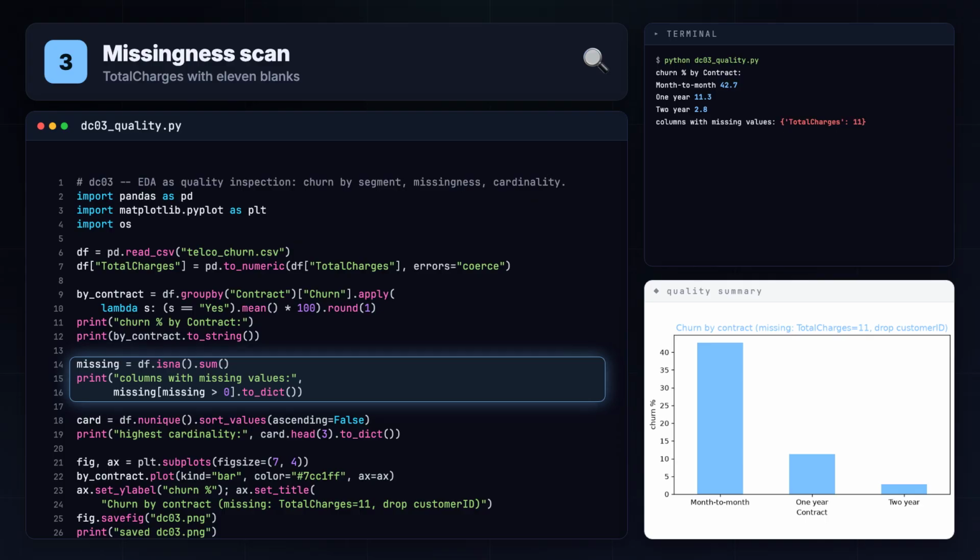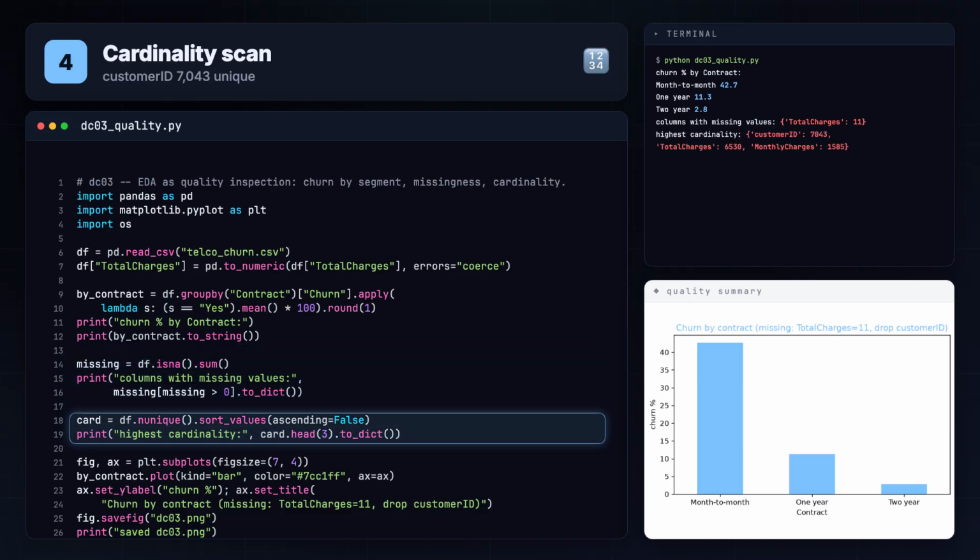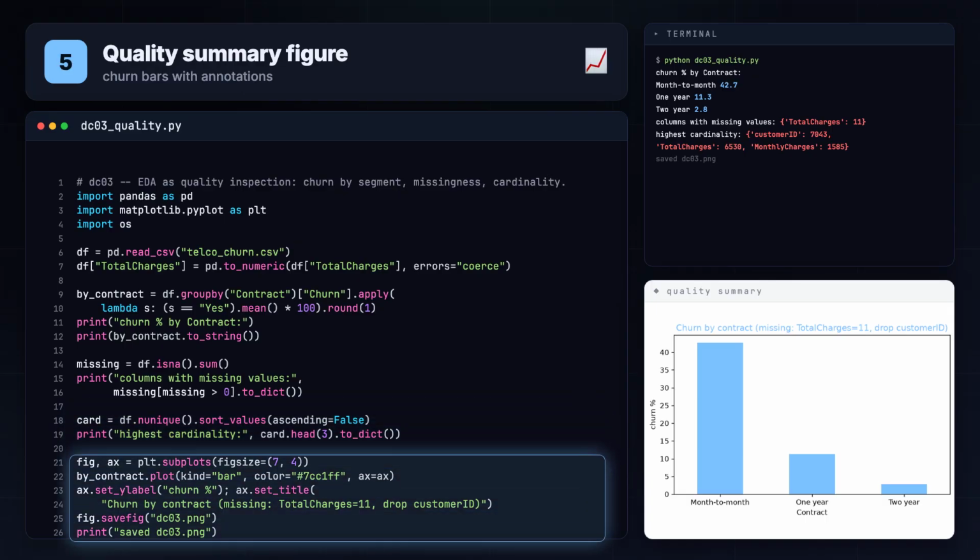Next, we scan for missing values across all columns and print only the ones with holes, just total charges with 11. We measure cardinality, distinct values per column, and print the highest, exposing customer ID as a pure identifier. Finally, we plot churn rate by contract as blue bars, annotate the 11 missing values, and save the quality summary.